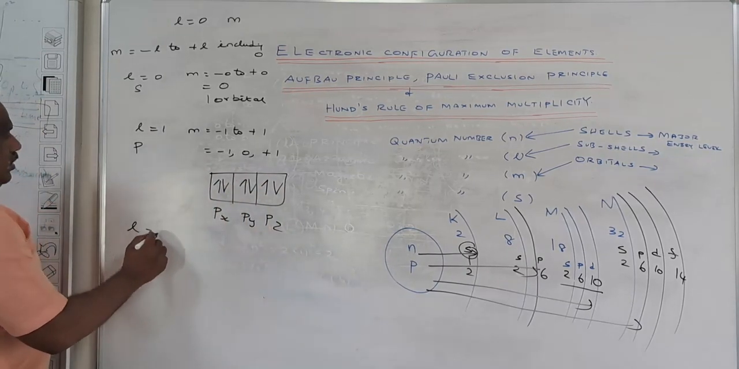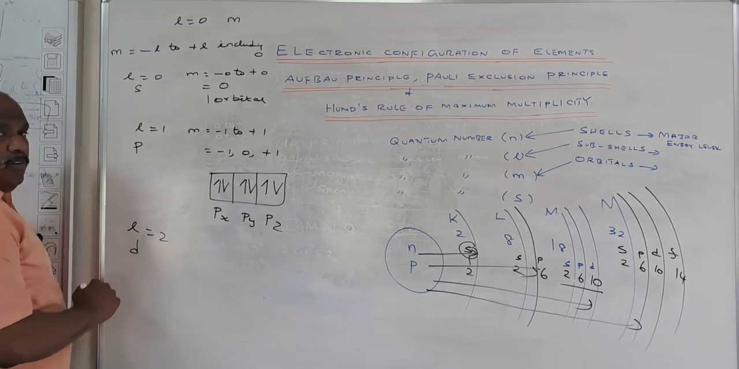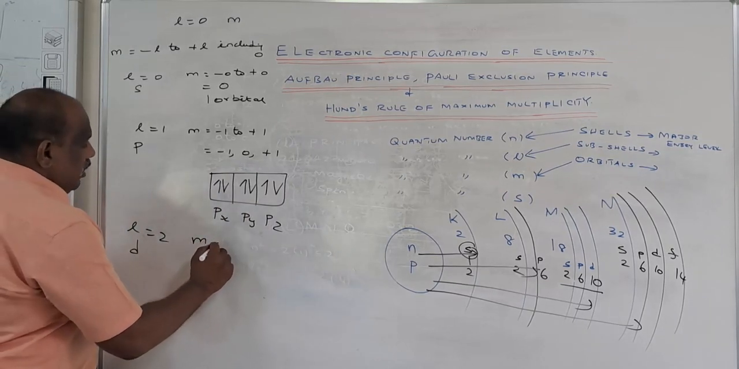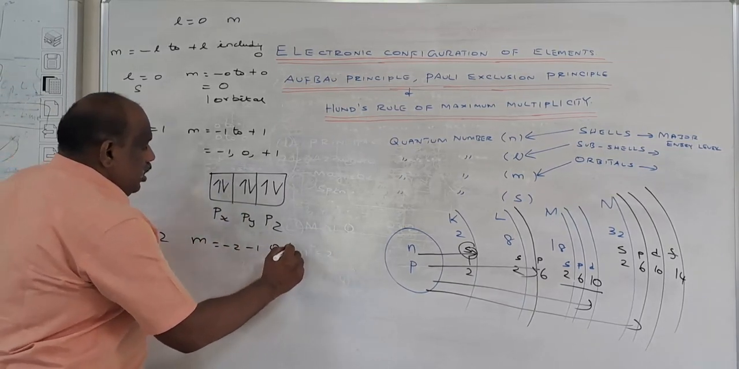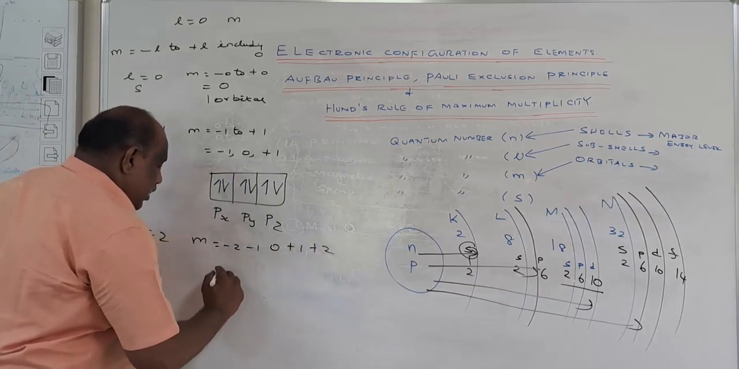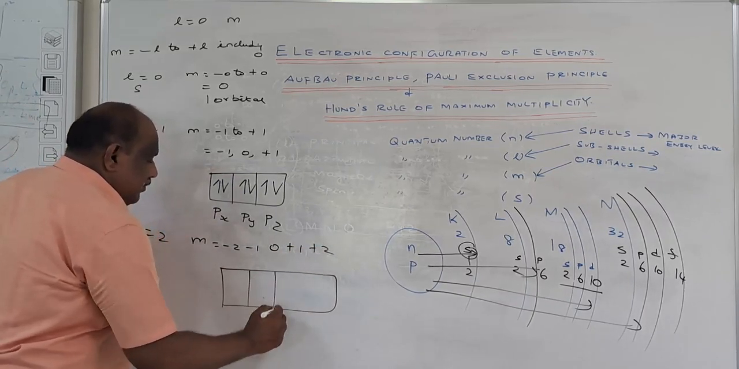When L equals 2, it is nothing but D, the D subshell. So M will be minus 2, minus 1, 0, plus 1, plus 2. So we'll have 5 orbitals.